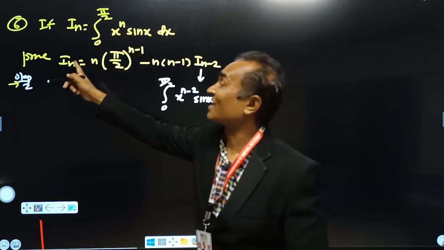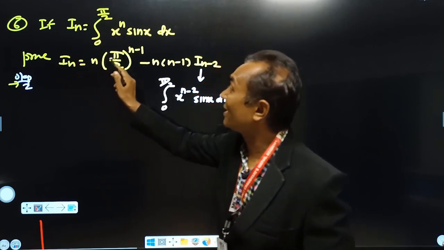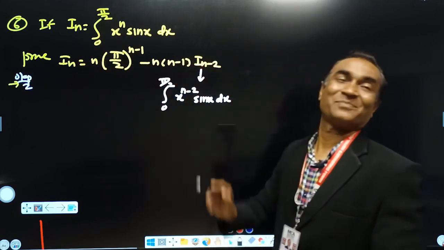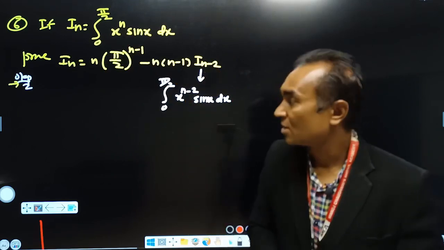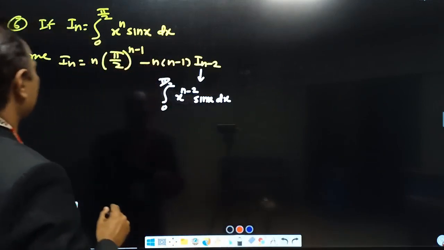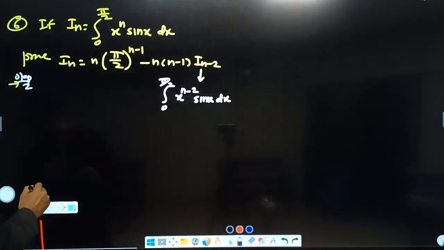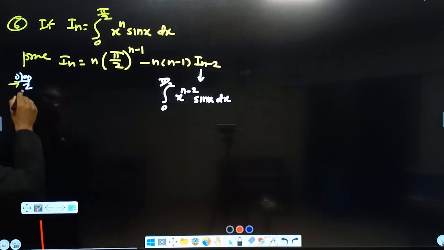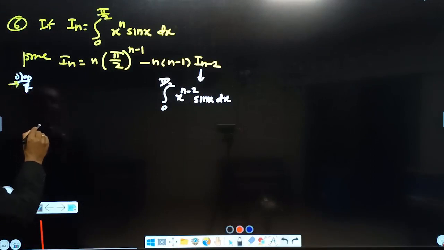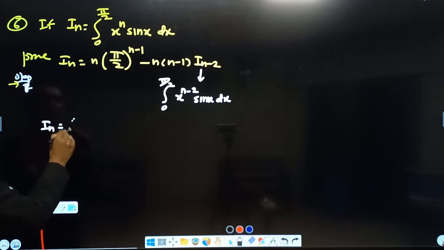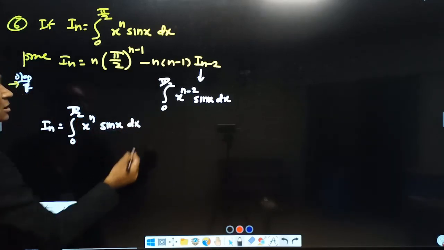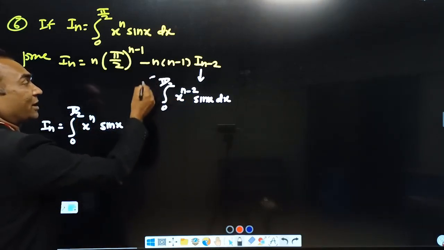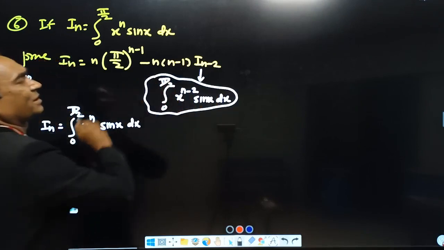So we start with this I_n, the LHS, and we adjust this integral. Then only do we get the answer in terms of I_(n minus 2). Dear student, we start with I_n. So first part, step number 1: I_n is the integral from 0 to pi by 2 of x raised to n into sin x dx. Now we want the value of this, so we will adjust this integral in the answer.